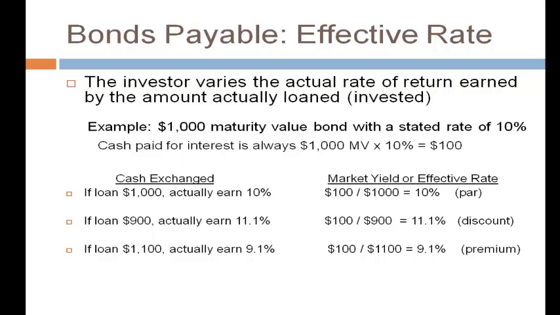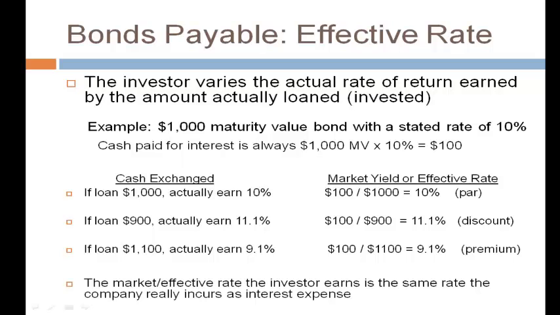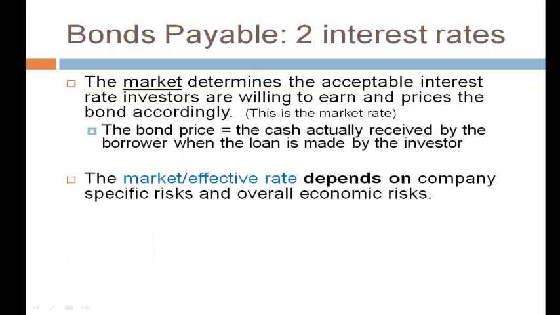When the investor loans $1,100, they actually earn 9.1%. They still receive the same $100, they have just invested a higher amount and earn a lower return. The market rate is the rate the investor actually earns and the borrower actually incurs. The market determines the acceptable interest rate investors are willing to earn and prices the bond accordingly.